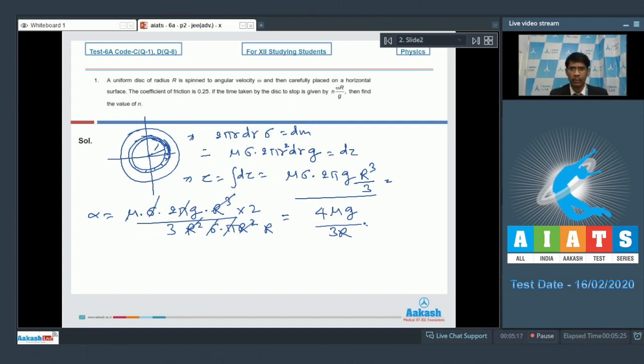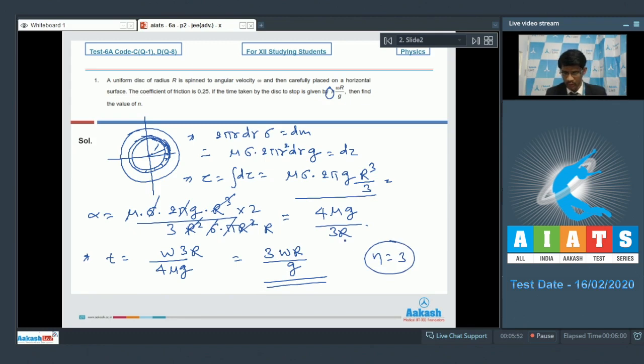So we need to find the time taken by the disk to stop completely. It will be alpha into t equals omega, or I would say t is omega divided by alpha. This is omega into 3r divided by 4 mu g. We'll have this calculation now, and how much is the value of mu here? It is 1 by 4. So I guess it is 3 omega r divided by g. Have this comparison with the one given here in the question. So we are finding the value of n to be equal to how much? It is 3. So for question number 1, 3 is the answer.